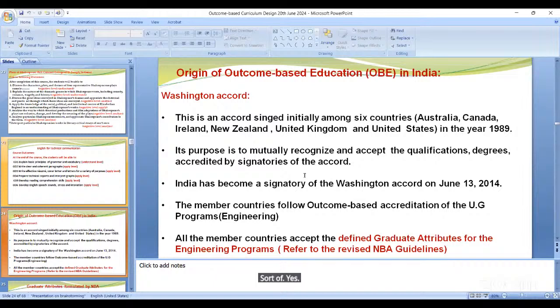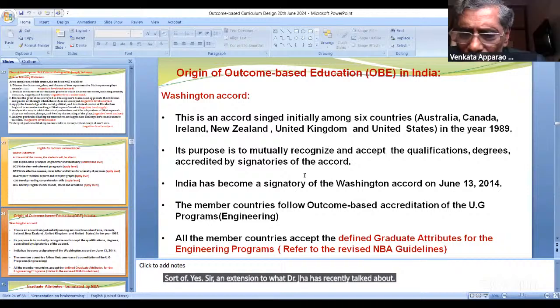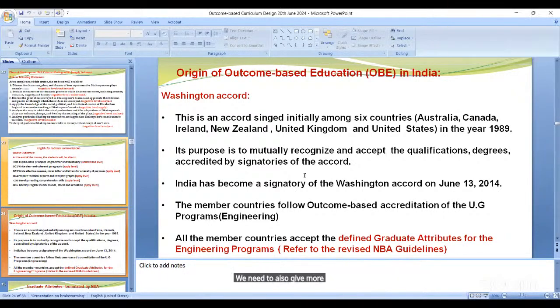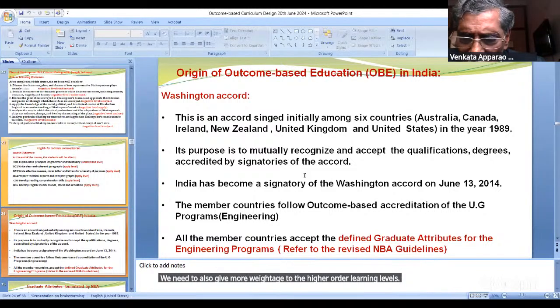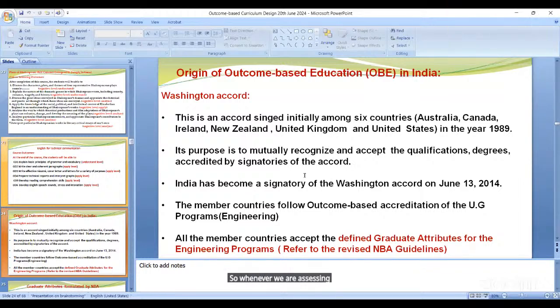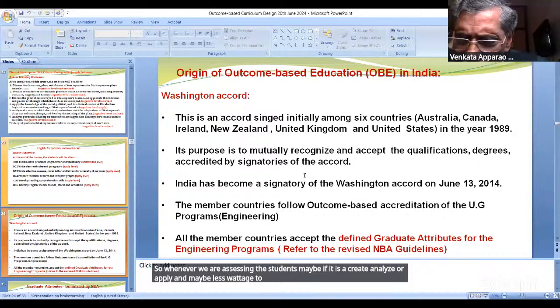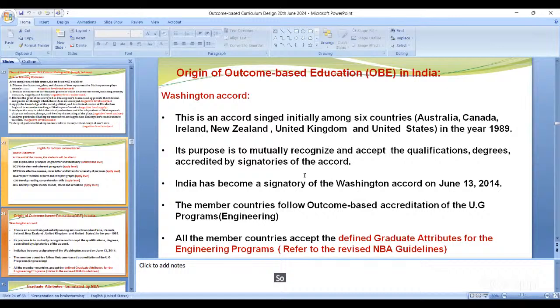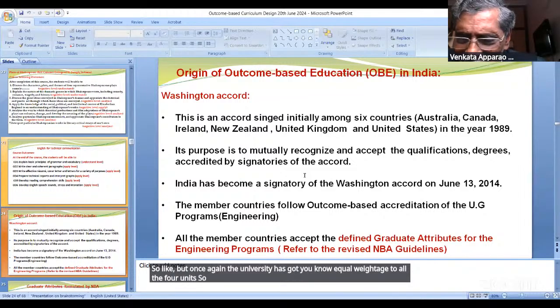Sir, an extension to what Dr. Jha has recently talked about: we also need to give more weightage to the higher order learning levels. So whenever we are assessing the students, maybe more weightage to create, analyze, or apply, and less weightage to understanding and remembering. You are right. But once again, the university has given equal weightage to all four units. So in that case, what needs to be done?